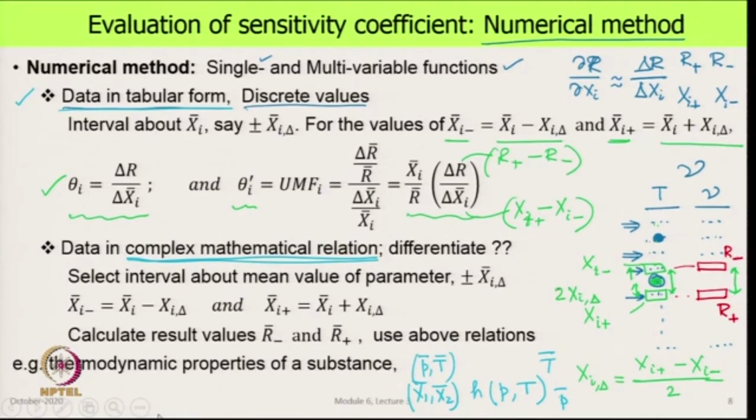We have the option of going the numerical way, where we say we have the mean point, which is all your x1 bar, x2 bar, all these, this is our mean value point.